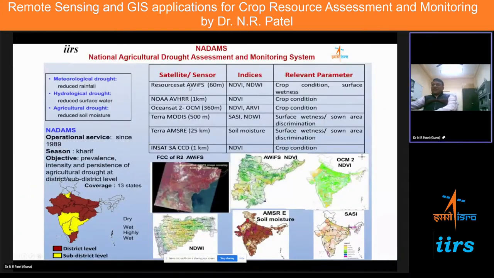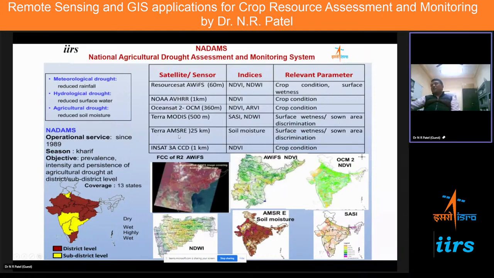Here you see what sensors are being used. We have a program called NADAMS, the National Agriculture Drought Assessment and Monitoring System. It was developed at the National Remote Sensing Centre. Now it is operationally run by the Mahalanobis National Crop Forecast Centre, MNCFC. Different data like ResourceSat, NOAA, OceanSat, Terra MODIS, INSAT are all used to generate different kinds of vegetation indices, such as the NSS index. It is very useful to identify zone area discrimination.